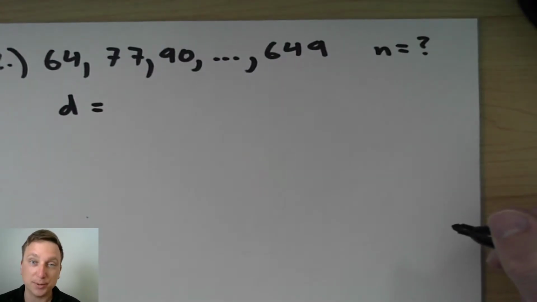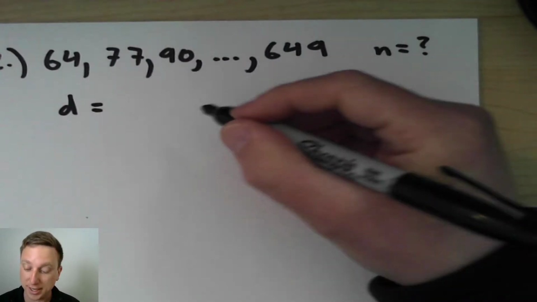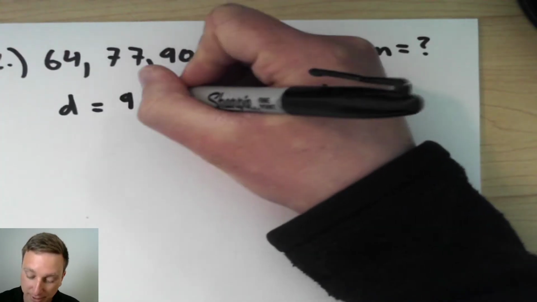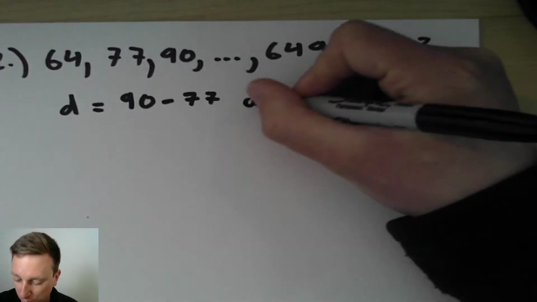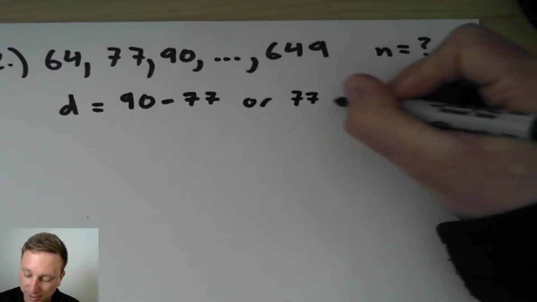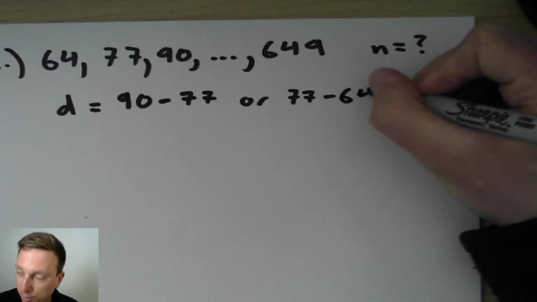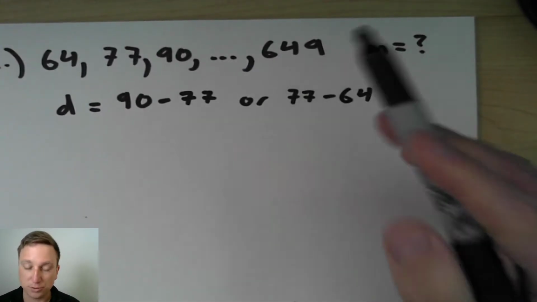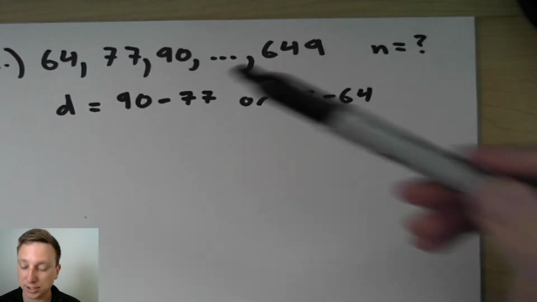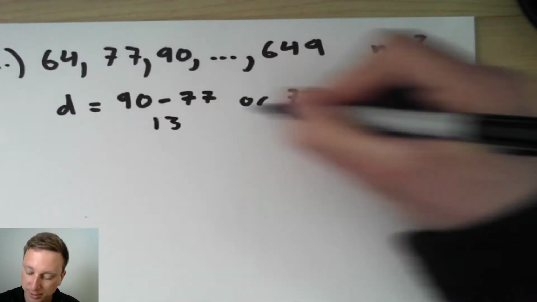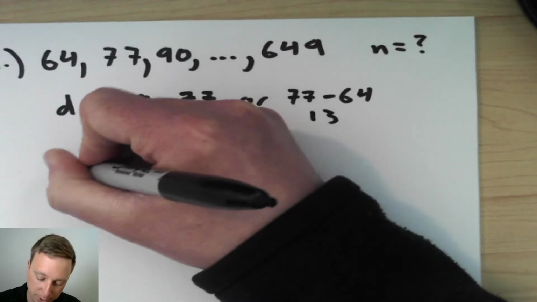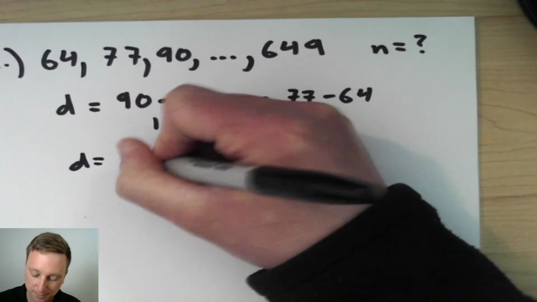To find a difference, we subtract two numbers. So to find this, I can take a number like 90 in the sequence and subtract the previous 77, or I can take 77 and subtract the previous 64. It doesn't matter which two terms we choose as long as it's a term and the one previous to it in the sequence. These both result in the same number, which is 13. So here we know our common difference is 13.